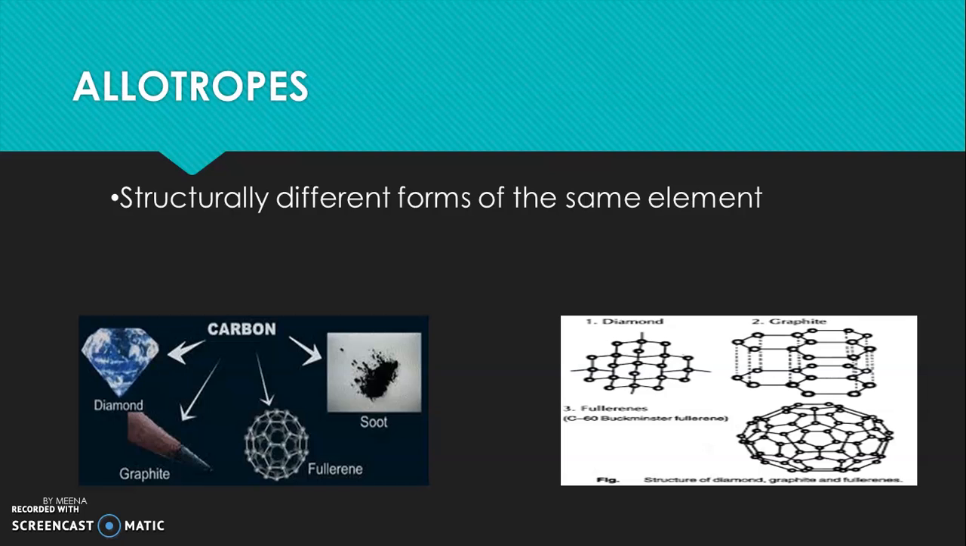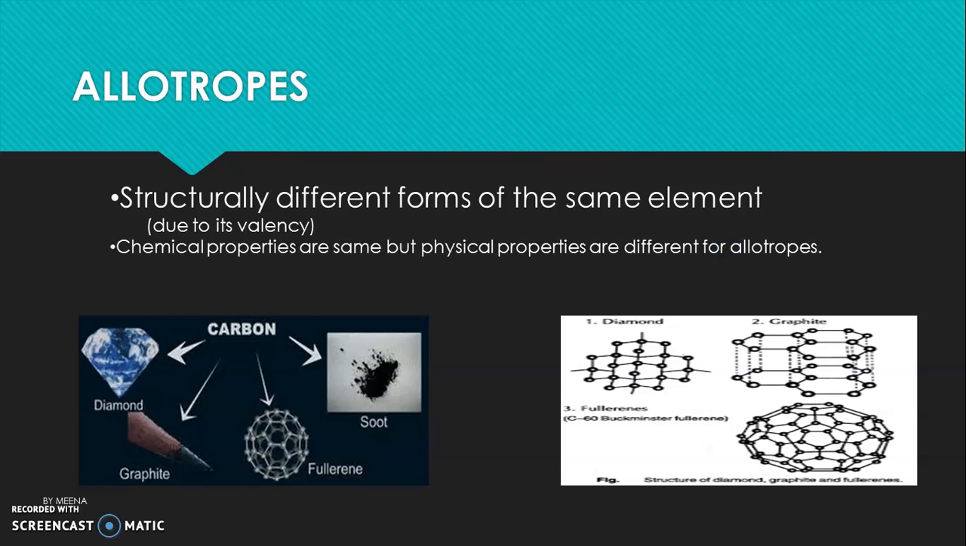So what are allotropes? Structurally different forms of the same element. What is the same element here? Carbon. This allotropy arises because of the small size and the valency. So you can see how the properties will be. See, chemical properties are the same. Chemically they are the same as carbon, but the physical properties are completely different for allotropes. There are 3 main allotropic forms of carbon: fullerene, graphite and diamond.